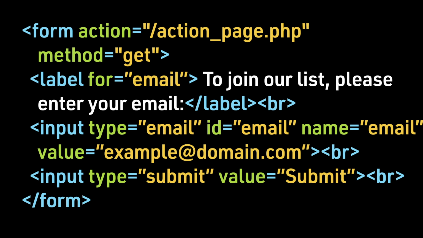The method attribute can have a value of get or post. Get will append form data into the URL as name-value pairs. Because the URL is visible, it is never for secure data. Post will append the form data inside the body of the HTTP request and not in the URL.